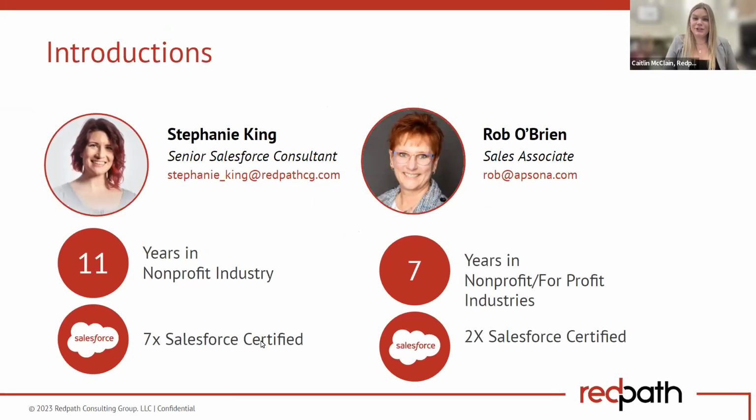So now I'd like to introduce our 2 speakers for today. So you just heard Rob speak. She is Rob O'Brien, Sales Associate with Apsona. She has 7 years in the nonprofit and for-profit industries and is 2-time Salesforce certified. Additionally, we have Stephanie King. She is from Redpath Consulting Group and is a senior Salesforce consultant. She has over 11 years in the nonprofit industry and is a 7-time certified Salesforce admin. So with that, I am going to turn it over to Stephanie to get into today's agenda.